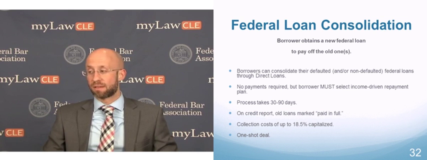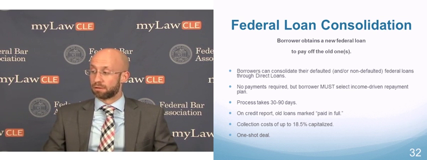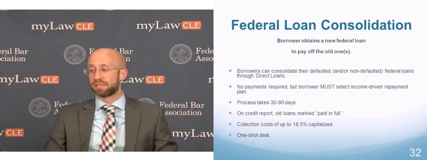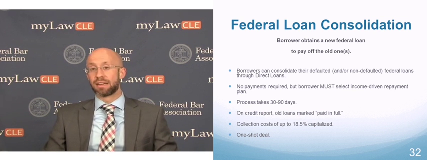There are these other benefits to consolidation in addition to getting loans out of default if the borrower has defaulted federal loans. So no payments are required if the borrower selects an income-driven plan. It's a bit faster than rehab. So rehab is those 9 payments over 10 months. The consolidation process typically takes about 30 to 90 days from start to finish. So it's a bit faster.